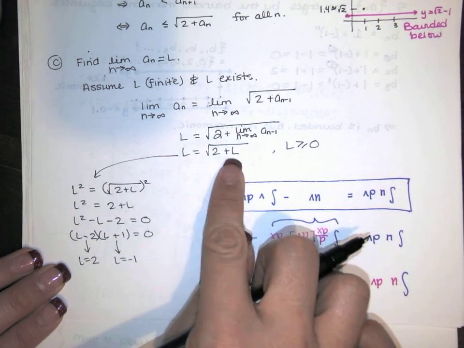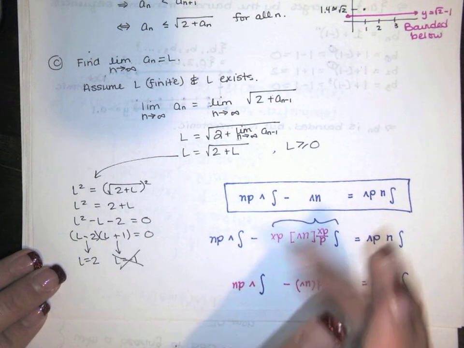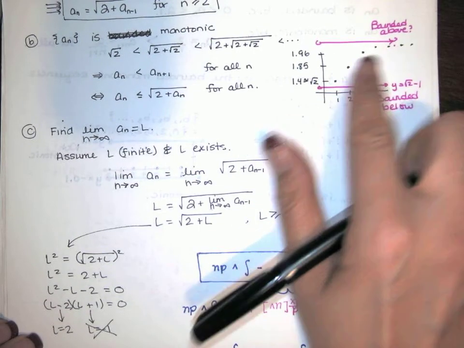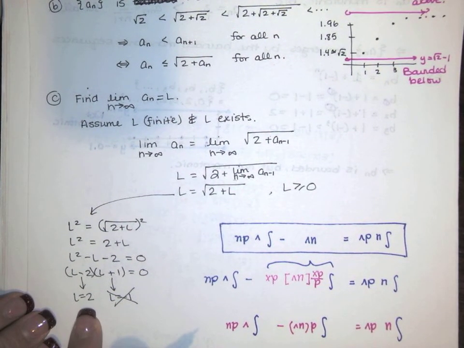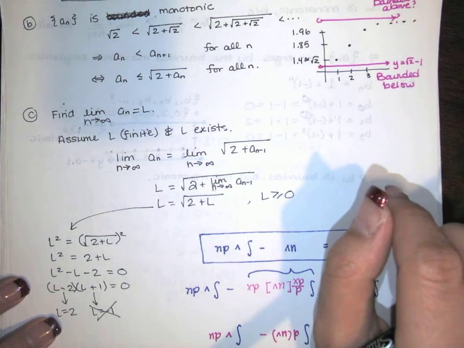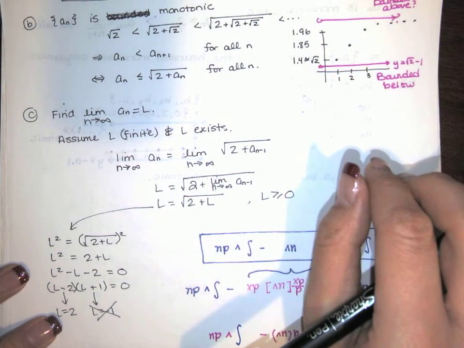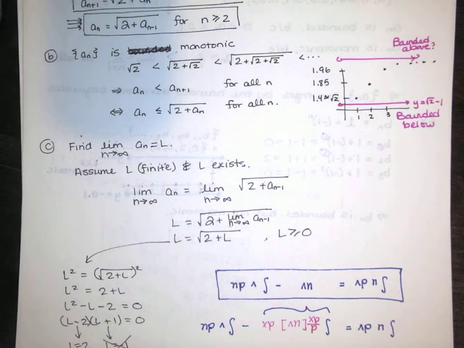So this times this is 0, which means that L equals 2 or L equals negative 1. But we said earlier, L is this positive square root, so it can't be the negative 1. We also see from our graph, it's never going to be approaching negative 1. Apparently it's approaching 2. So if the limit exists, and apparently it does, these values are getting closer and closer to 2.